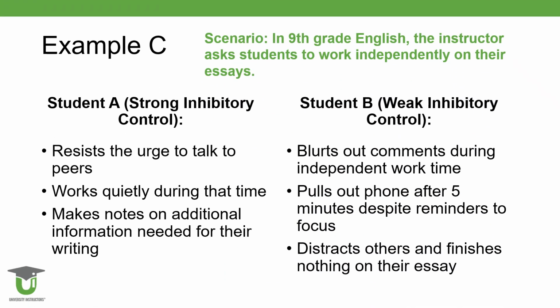In this high school scenario, students are asked to work independently on their essays. One student demonstrates strong inhibitory control by resisting the urge to talk to peers, staying focused, and completing parts of the essay. Another student struggles, blurting out comments, checking their phone, and distracting peers. This illustrates how inhibitory control is essential for students to manage impulses, maintain attention, and regulate behavior.